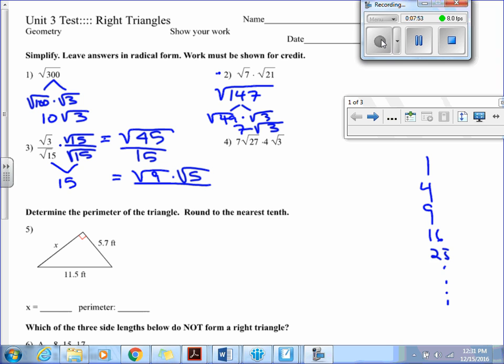5 over 15. Now, what's the square root of 9? 3. Square root of 5 over 15. But what else can I do? I can simplify one more time than just the numbers. 3 over 15 reduces to 1 over 5, right? That 3 divides into the 15 5 times. So your final answer is simply radical 5 over 5.